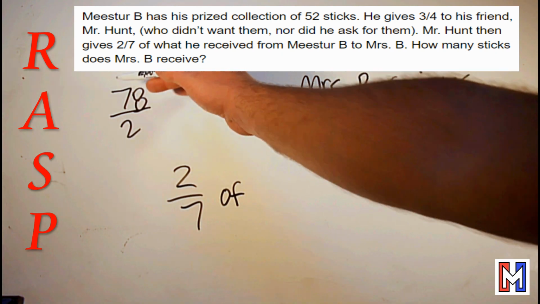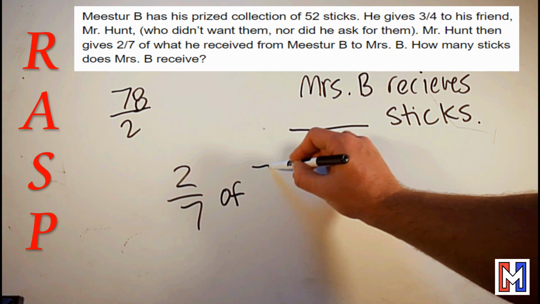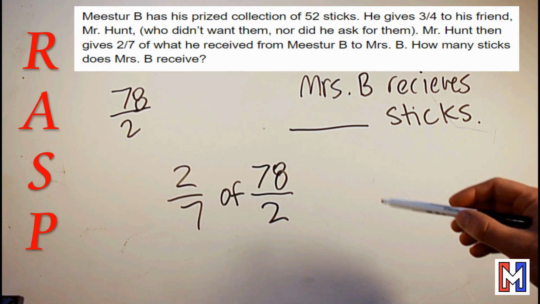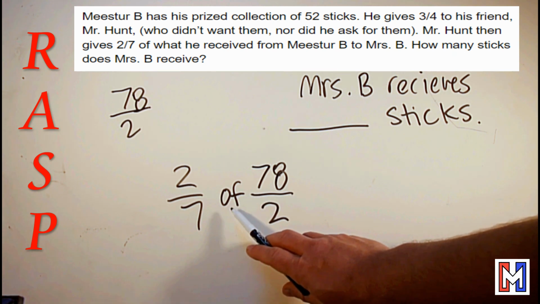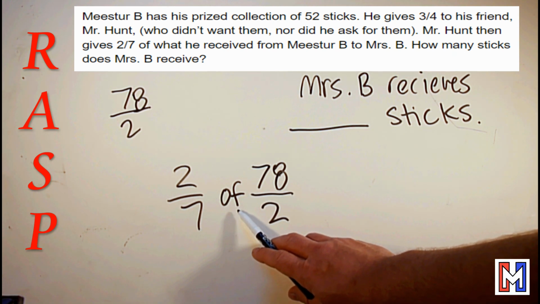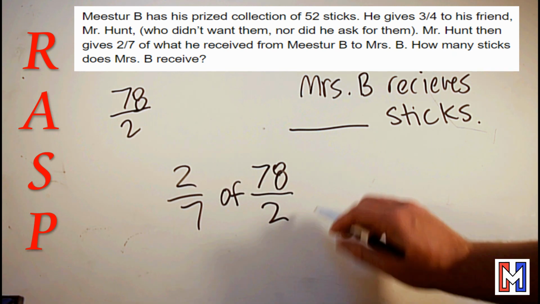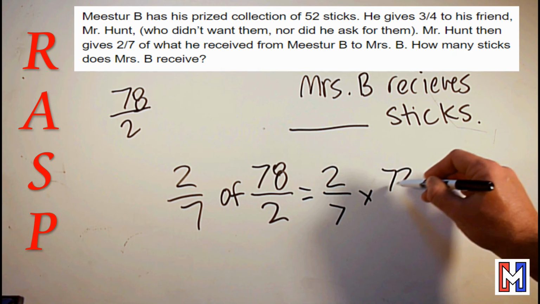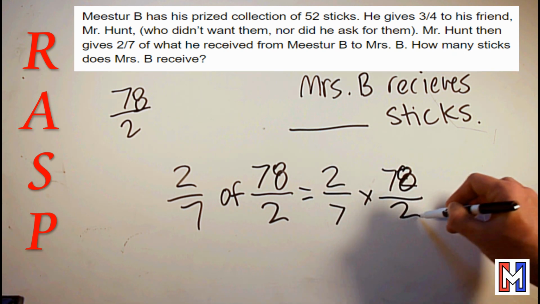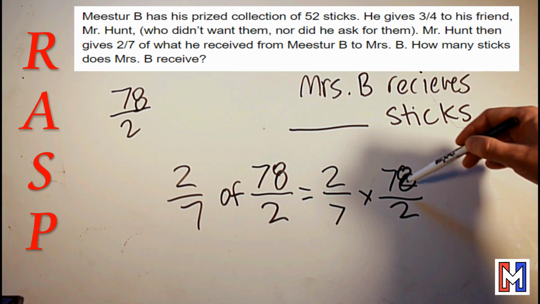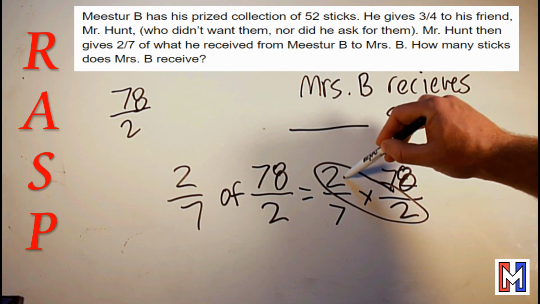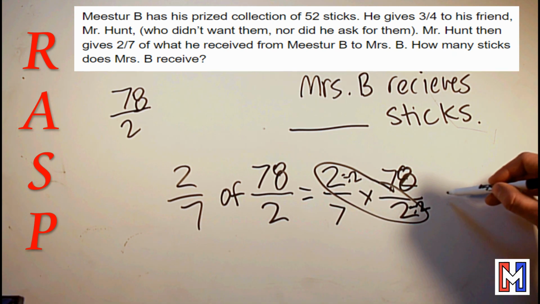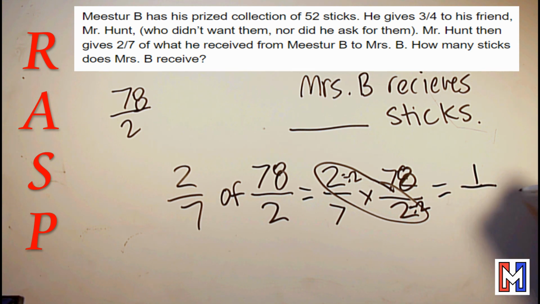What I received was this, and I know it's not a whole number, but I'm going to save myself a little bit of steps here and just do it like this. All right, so now I know the word of means multiply. Okay, so I'm going to write that again as 2 sevenths times 78 over 2. And then I'm going to cross simplify. I see 2 and 2. Both of those can divide by 2. So we get, running out of space again, 1 over something.